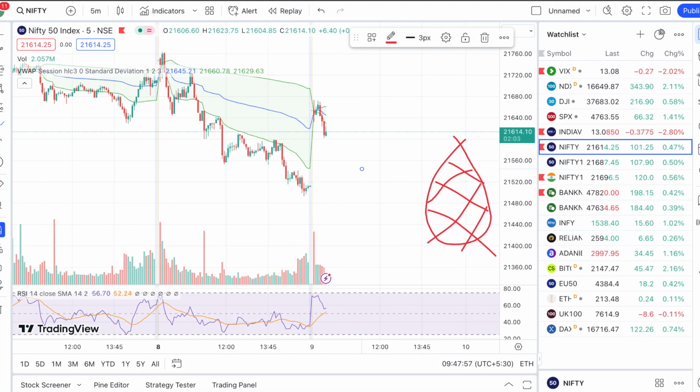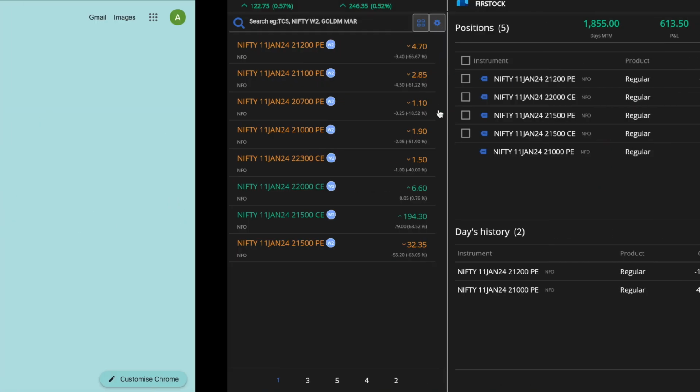So we meet again, 9:47 a.m. The market is looking weak. Not sure why it is turning back. It is coming to this danger region. The overall VIX is falling down.